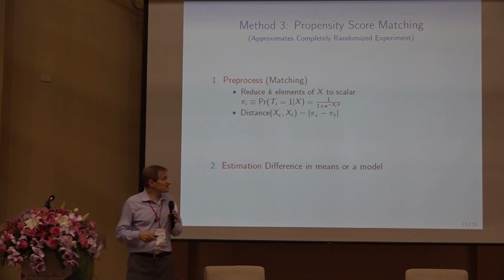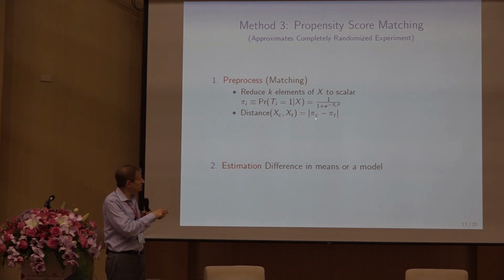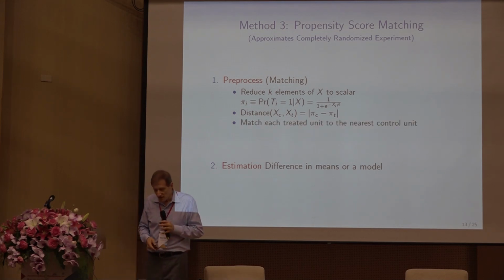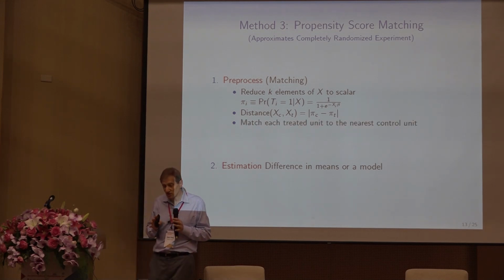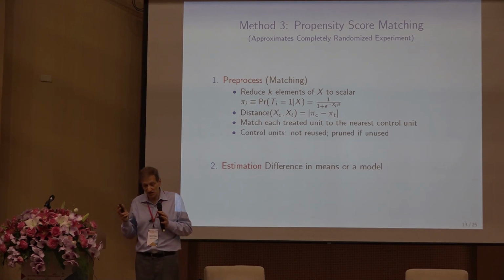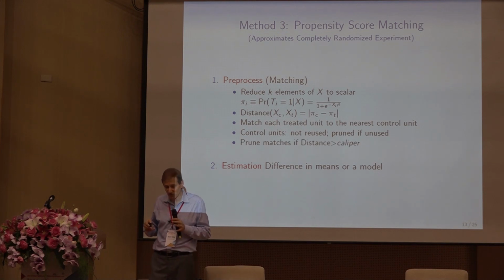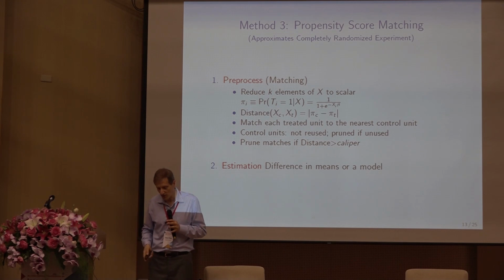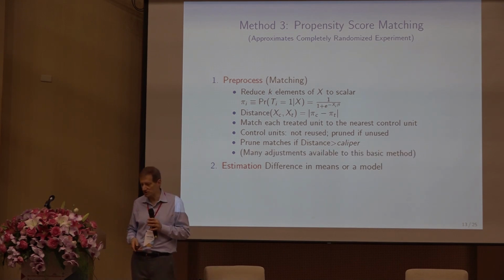You then calculate the absolute distance between a treated unit and a control unit on the propensity scores. Then you match each treated unit to the nearest control on that scale. Again, in the simplest case, control units are not reused; they're pruned if they're unused. We prune matches if the distance is greater than some caliper, which is how large a distance we're willing to tolerate, and we throw away the rest. There are lots of adjustments to this basic model that matter, but don't matter for this argument.